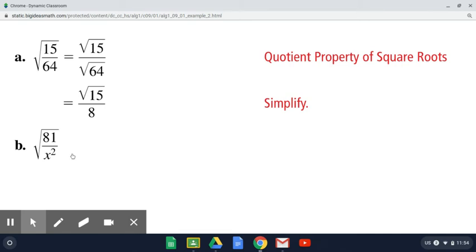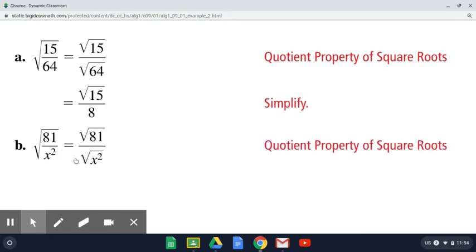Let's take a look at the second example for B. We have the square root of 81 over x squared. The first thing we're going to do is use the quotient property and basically split it up. Give 81 its own square root and x squared its own square root.